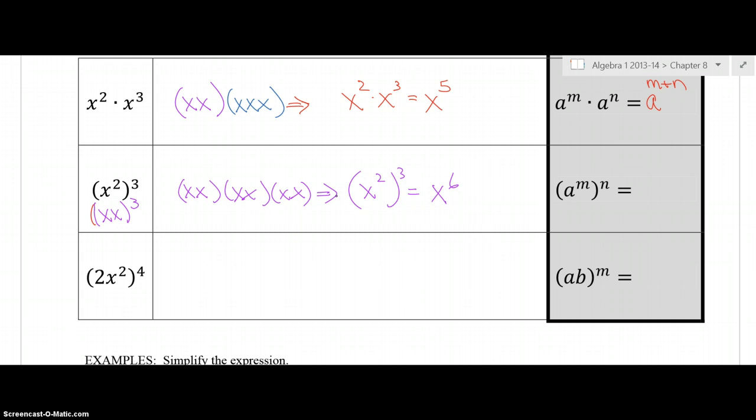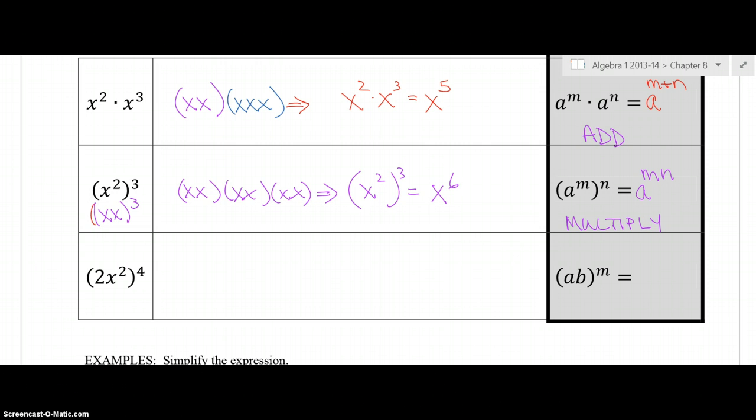So what rule would we use for there? We're not adding because 2 plus 3 is not 6. What would we have to do with those exponents as a rule? You would multiply. So a to the mn. So here you multiply. Here you add the exponents.